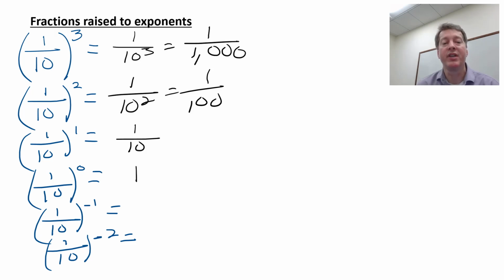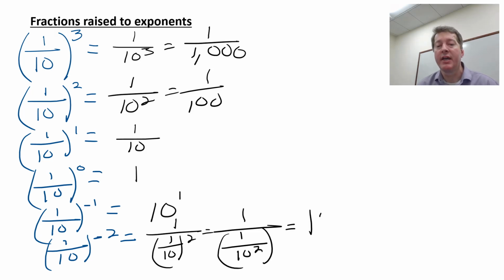But then 1 over 10 to the negative 1, you flip it over. So the rule is, if you raise a fraction to a negative exponent, instead of 1 over 10, I'm going to have 10. And instead of negative 1, I'm going to have 1. 1/10 to the negative 2 is 1 over 1/10 to the positive 2. That is 10 squared.